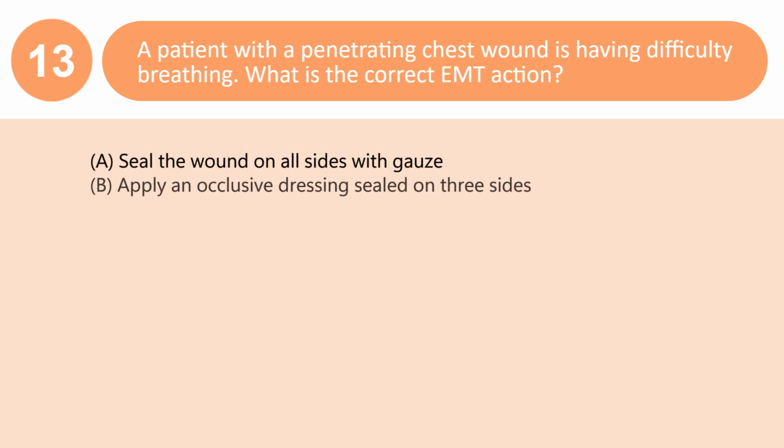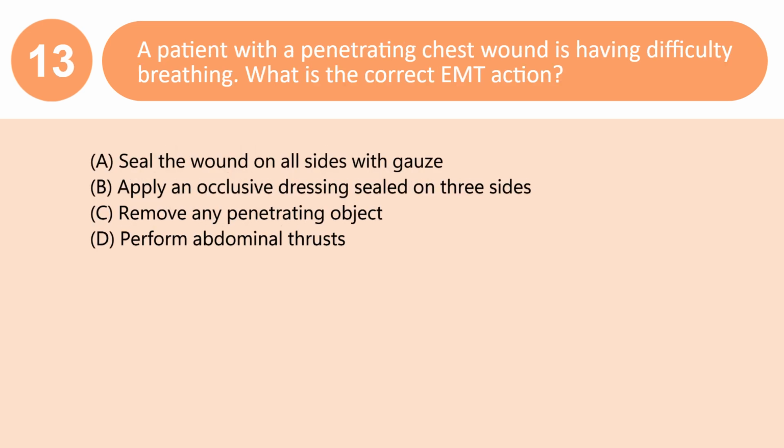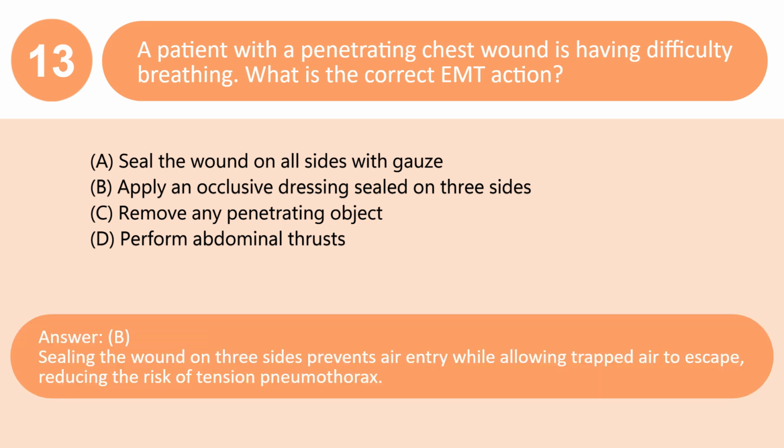A patient with a penetrating chest wound is having difficulty breathing. What is the correct EMT action? A. Seal the wound on all sides with gauze. B. Apply an occlusive dressing sealed on 3 sides. C. Remove any penetrating object. D. Perform abdominal thrusts. Answer B.